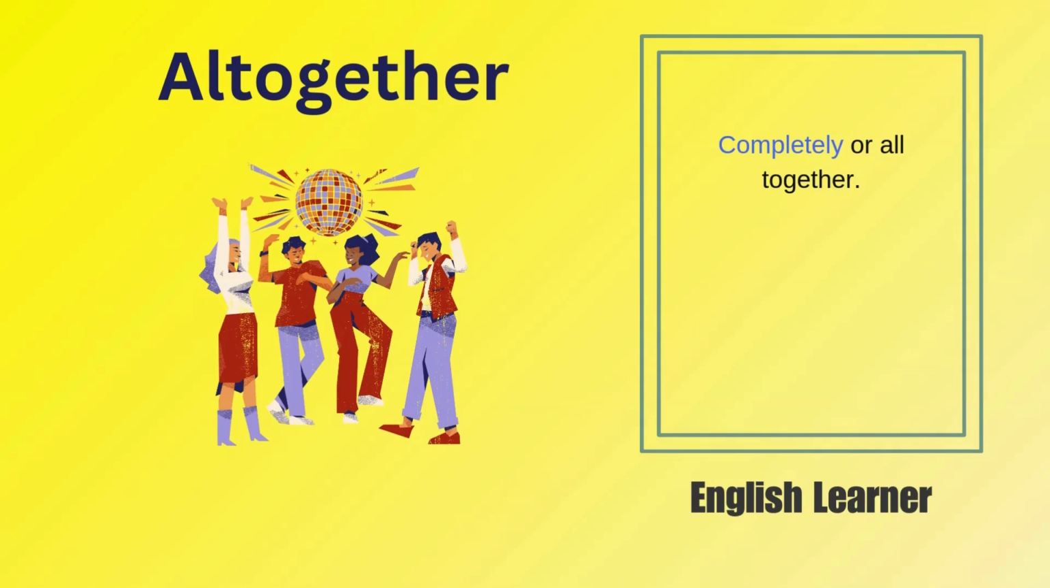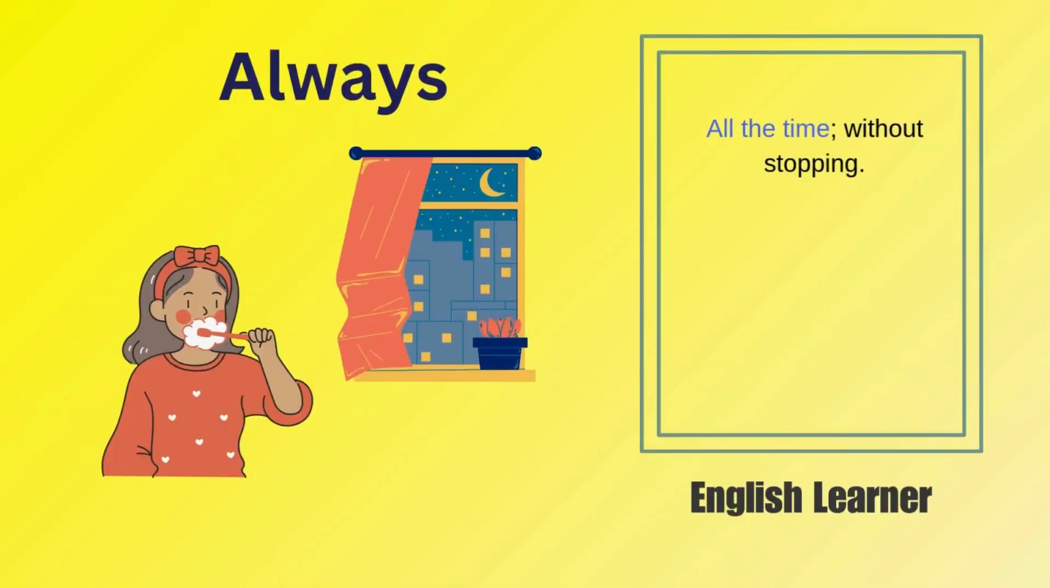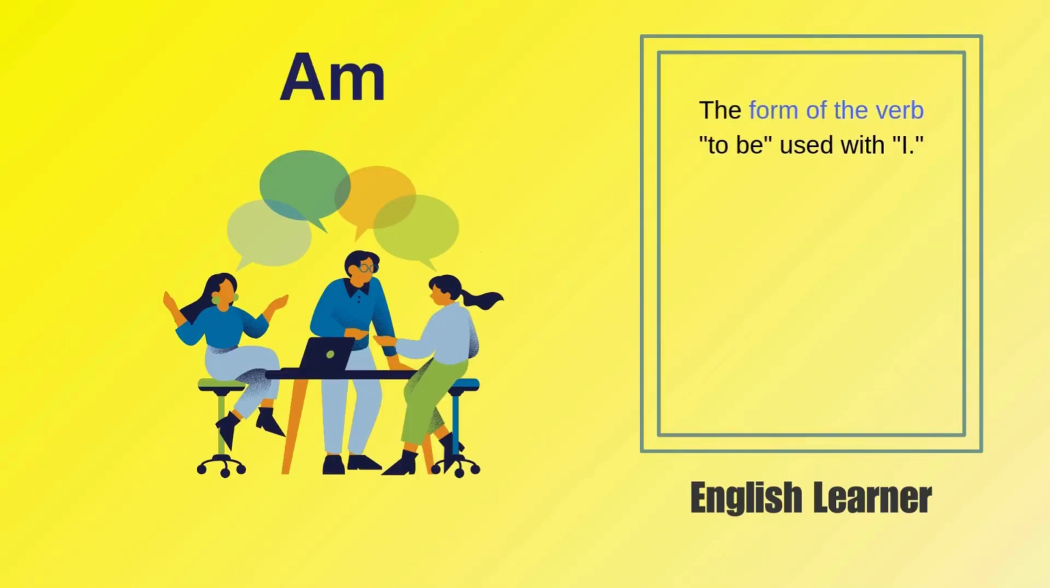Altogether. Completely or altogether. Example. There were altogether 10 people at the party. Always. All the time, without stopping. Example. She always brushes her teeth before bed. Am. The form of the verb to be used with I. Example. I am happy to see you.